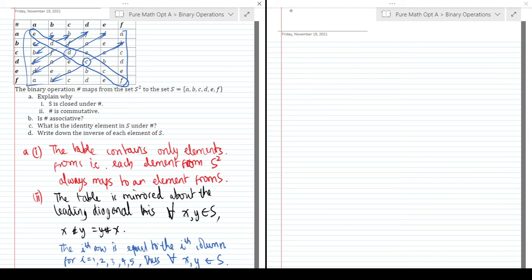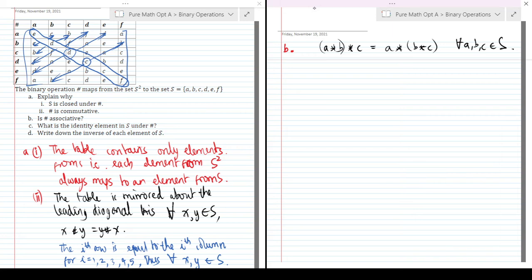Right, so that's that. That's our part A. Part B. They want you to determine if hashtag is associative, right? Now what do you do for associative, right? Now, for associative, recall you have to show that A star B done first and then star C is equal to A star B star C being done first. If this is true for all A, B, and C belonging to whatever your set is, then it is associative, right?